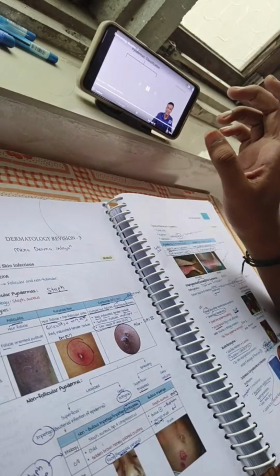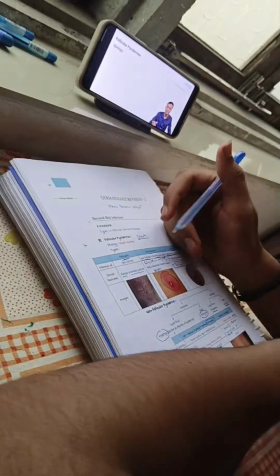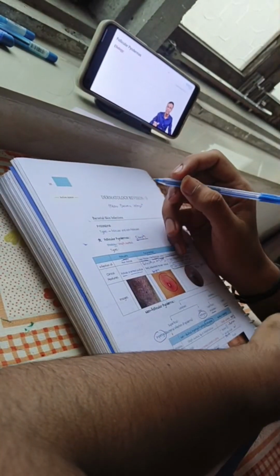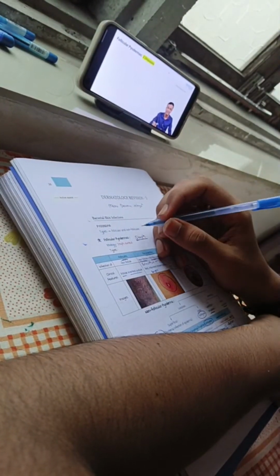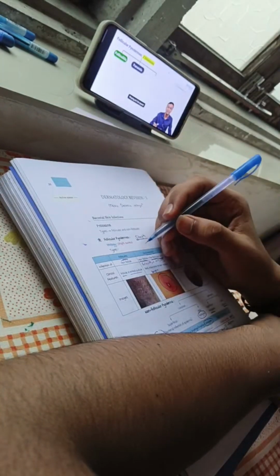On the involvement of the hair follicle into follicular and non-follicular pyodermas. So under follicular pyodermas, the most important organism to remember here is Staphylococcus aureus. There are three important hair follicle infections to remember. Number one is folliculitis, number two is furuncle, number three is carbuncle.